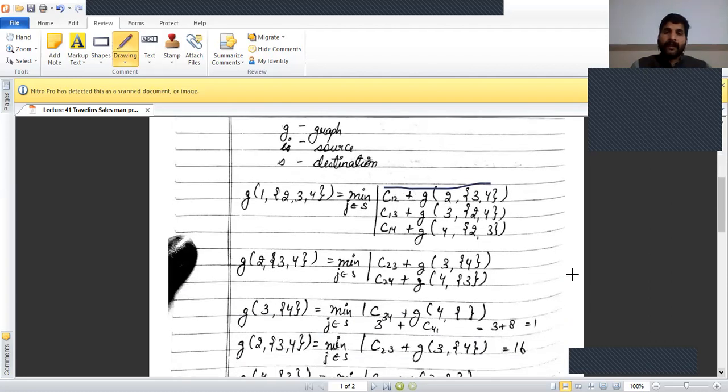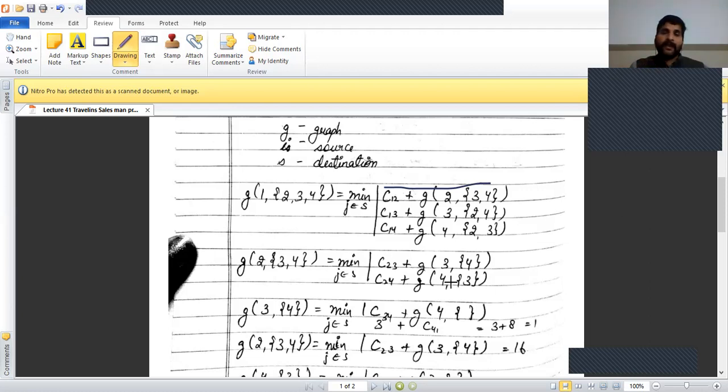Then we calculate the value of G(2, {3,4}), meaning we start from 2 as the source node, and node 2 has two options: travel to node 3 or to node 4. If we travel to node 3, then according to the formula with i equal to 2 and j equal to 3, we can write C(2,3) plus G(3,{4}), and C(2,4) plus G(4,{3}).